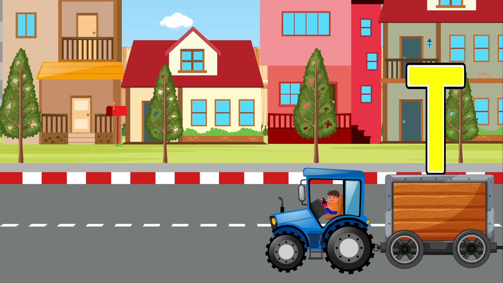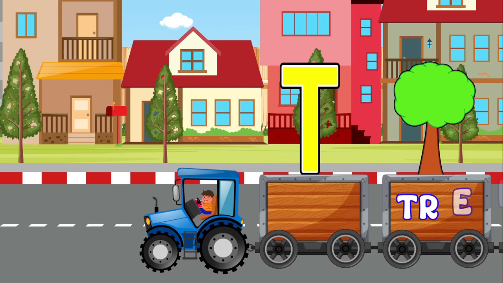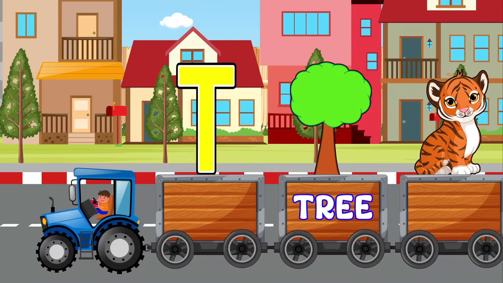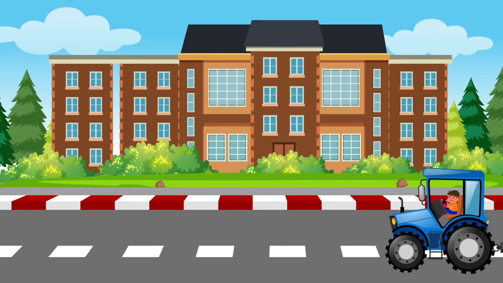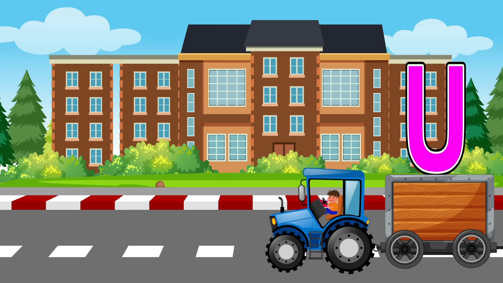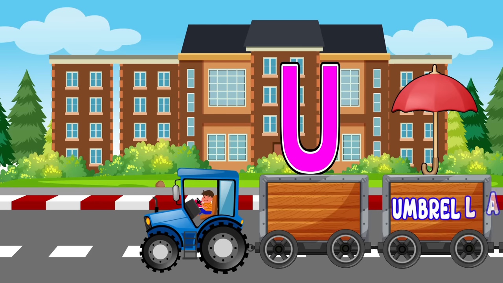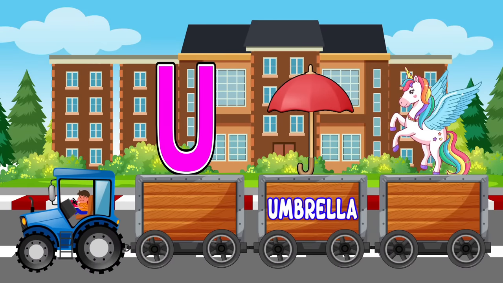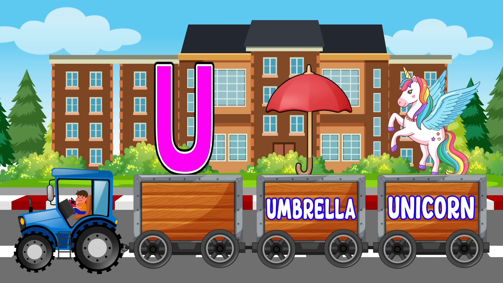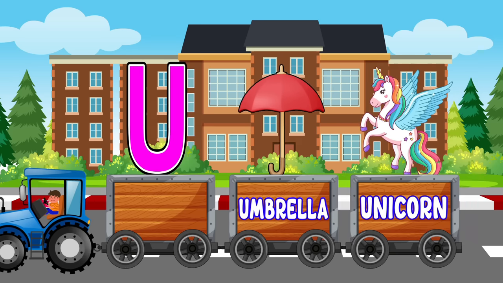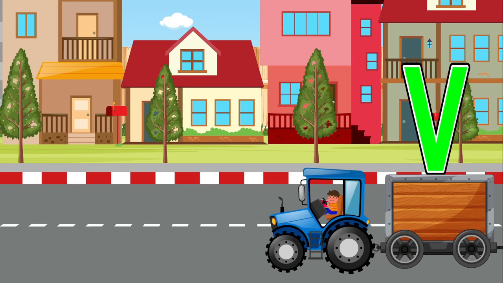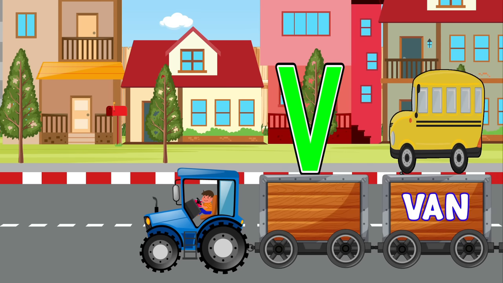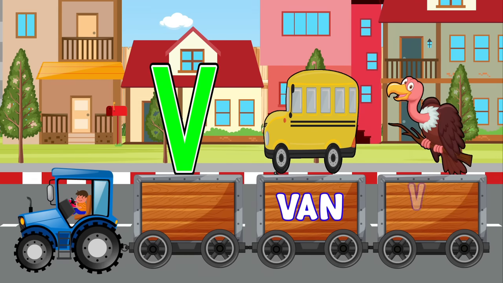T. Letter T is for tree. Letter T is for tiger. U. Letter U is for umbrella. Letter U is for unicorn. V. Letter V is for van. Letter V is for vulture.